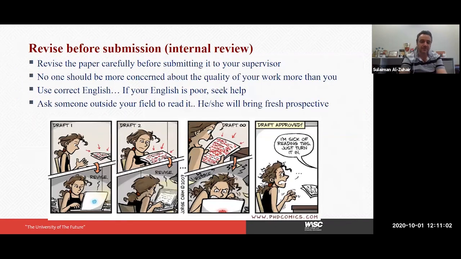Revise your submission before submitting. Now, as a researcher, you should be the one most concerned about the quality of your publication. I'm putting a caricature here where a student wrote a paper, submitted it to the supervisor, and it was returned to her with some comments. She's done it, returned it for more comments, and then she gets really frustrated.